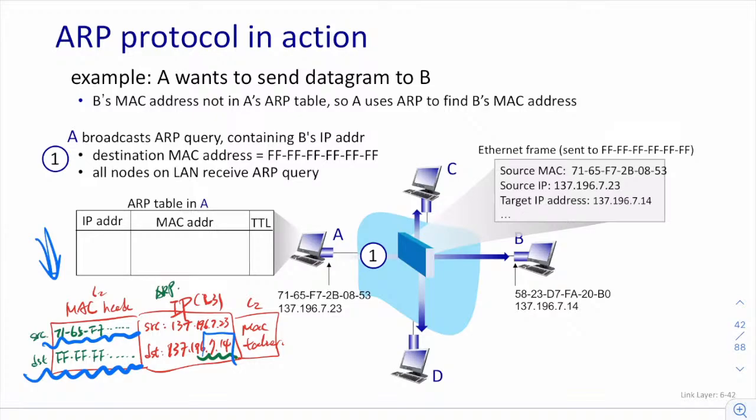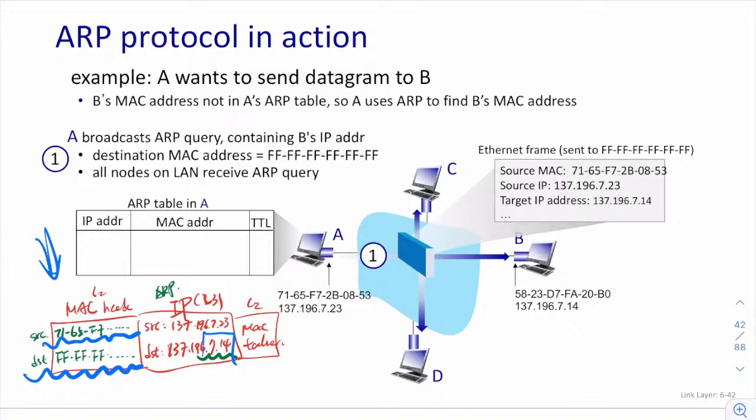Let's take C. After the network interface card on C receives the signal sent from A, it will take a look at the frame, and it says, okay, this is from 71.65, this is from A, from a certain network interface card, and the destination address is FFFF. That means a broadcast. So at layer 2, C will receive this frame, and further it will unpack this frame.